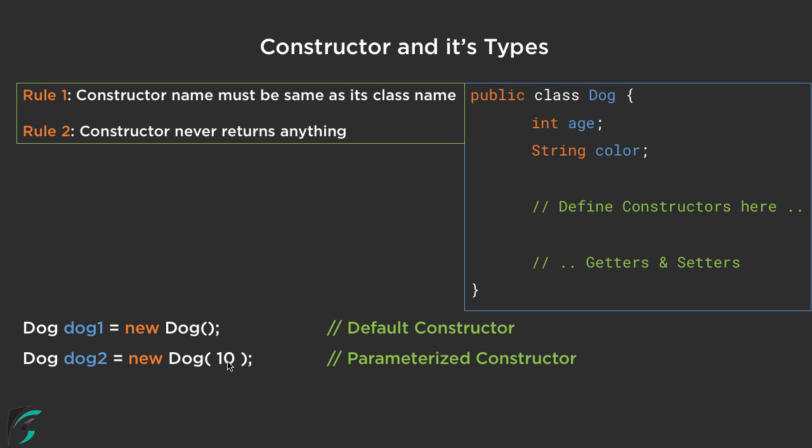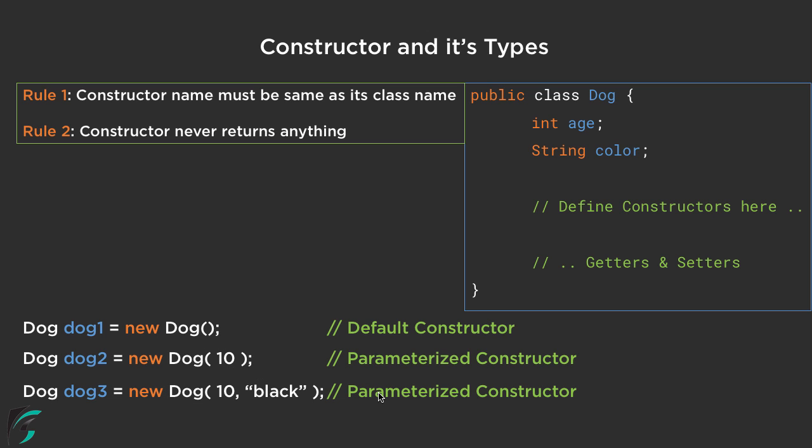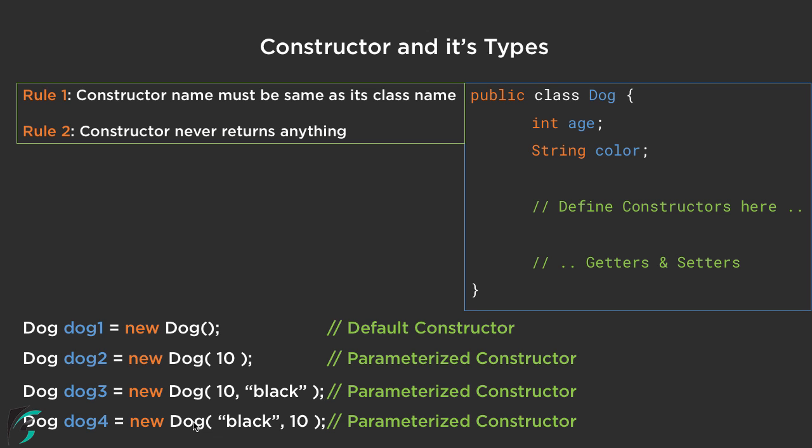Now similar to this, we can have another parameterized constructor that accepts two parameters, 10 that is the integer value and the second one is the string value, that is the black color here, right? And next we can have various types of parameterized constructors that accept two values, three values, four values and so on. So basically there are two types of constructor. One is the default constructor and the second one is the parameterized constructor.